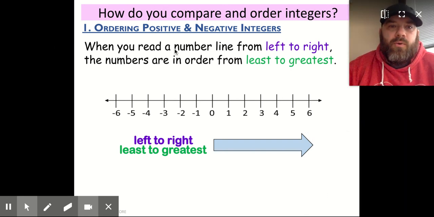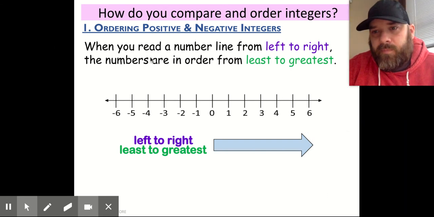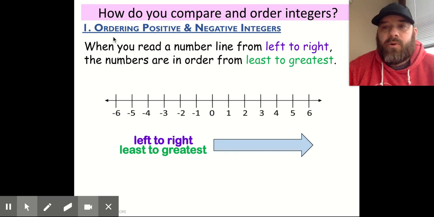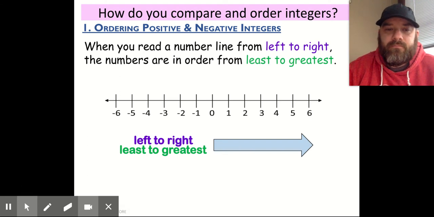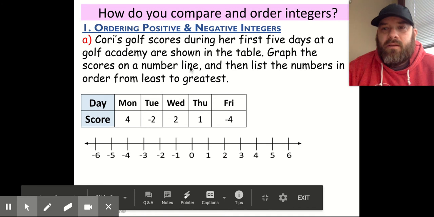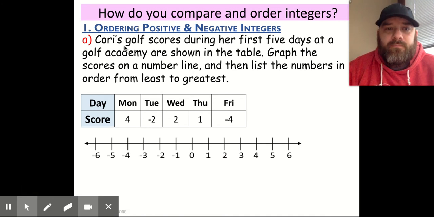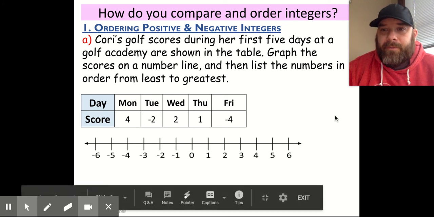All right. So when we look at our old familiar number line here, and we're ordering numbers, remember that we're going from left to right. So when you read numbers on a line from left to right, the numbers are in order from least to greatest. So I'm going to go from least to greatest, left to right. So when we're ordering these, and let's just look at this problem here, we're going to be doing least to greatest on our number line.